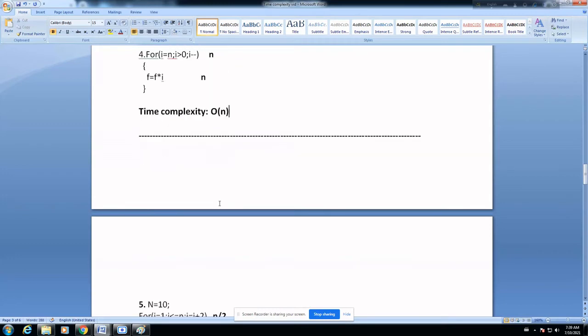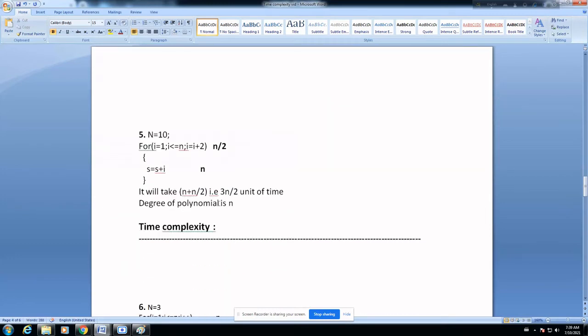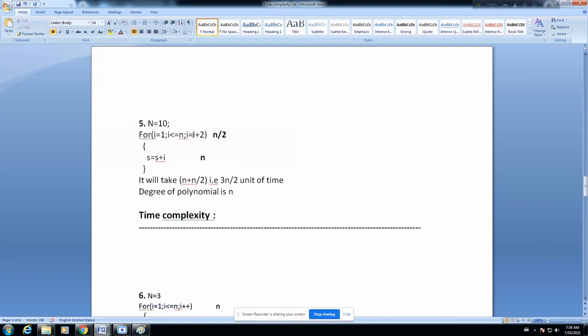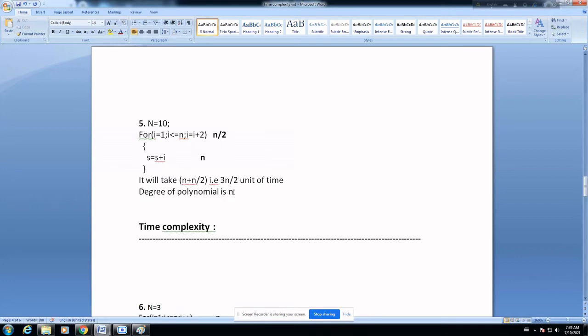Clear? Next, example number 5. Look at this example. Suppose n equal to 10. Now look at this loop: I equal to 1, I less than or equal to n, I equal to I plus 2. That means it is incremented by 2, not 1. So how much time will it take? Suppose n equal to 10. First the value is 1, then next value is 3, then 5, 7, 9. In this way it will execute. The next value is 11, so it exits from the loop.